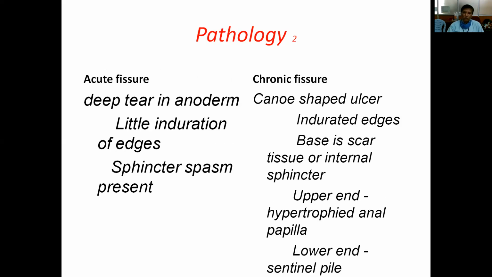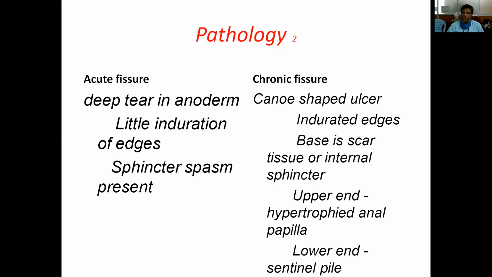The differences between acute and chronic fissures are: acute fissure is a deep tear in the anoderm. Little induration of the edges is seen. Because it is acute and of short duration, the induration has not yet developed, so it will be soft to feel, but the sphincter will be spastic. The internal sphincter will be spastic and hard. Whereas the chronic fissure has evolved into a definite ulcer, which is cano shape, has got indurated edges. The base of the ulcer is either scar tissue or you can feel the internal sphincter muscle in the base.